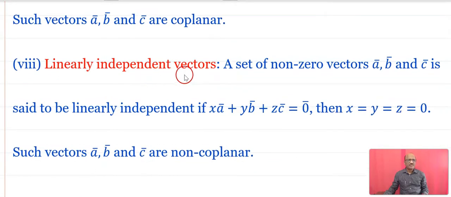Linearly independent vectors. A set of non-zero vectors a bar, b bar and c bar is said to be linearly independent if x a bar plus y b bar plus z c bar is equal to 0 and then x is equal to y is equal to z is equal to 0. Such vectors a bar, b bar, c bar are non-coplanar.